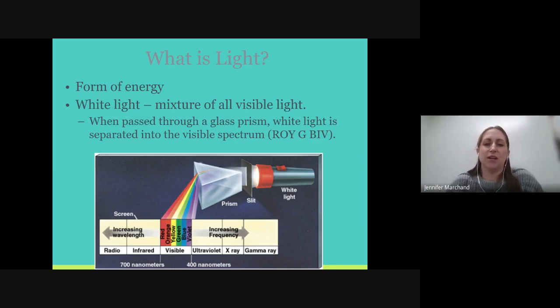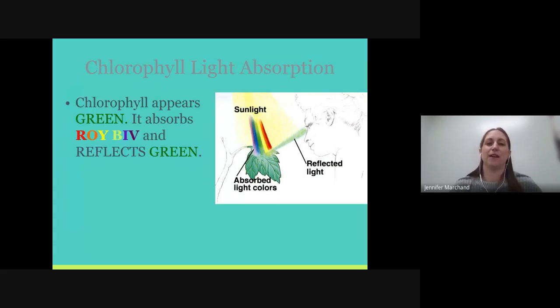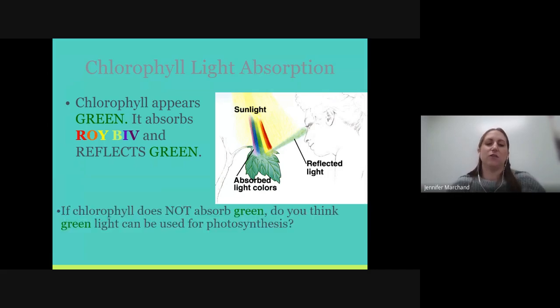White light is separated into the visible spectrum of ROY G BIV. You can see all the different colors here: red, orange, yellow, green, blue. They don't even show you indigo, but it's in there somewhere. And then violet as well. With chlorophyll light absorption, the green color is the one that's getting reflected, and all the other colors are getting absorbed. So now let's think about something. If the chlorophyll doesn't absorb any green, do you think the green light can be used for photosynthesis?